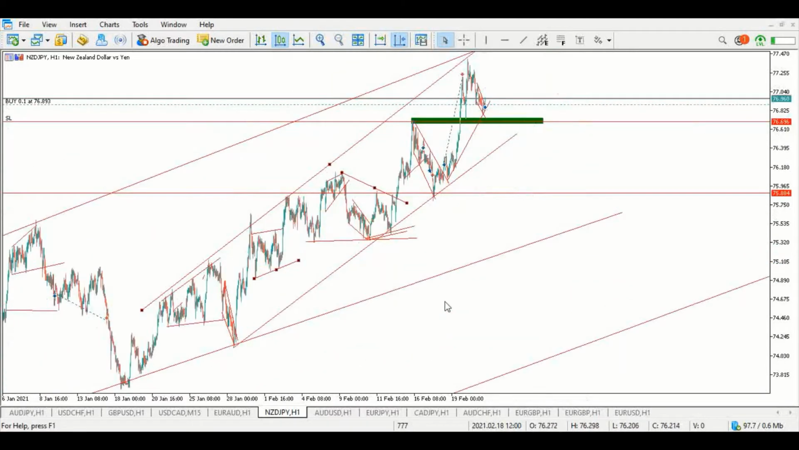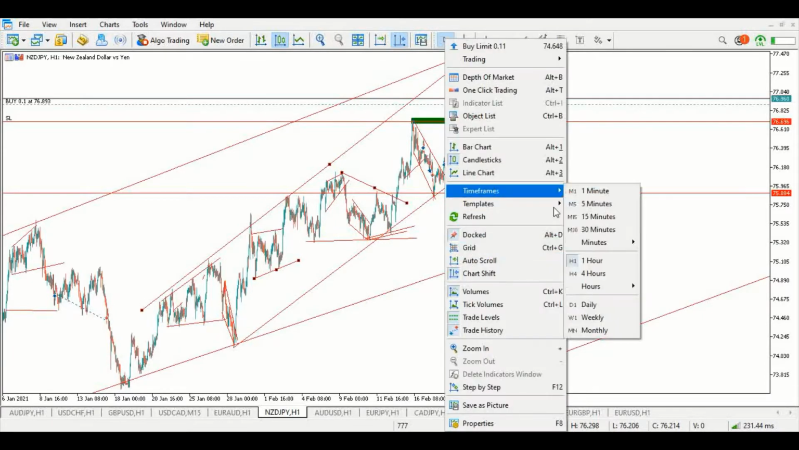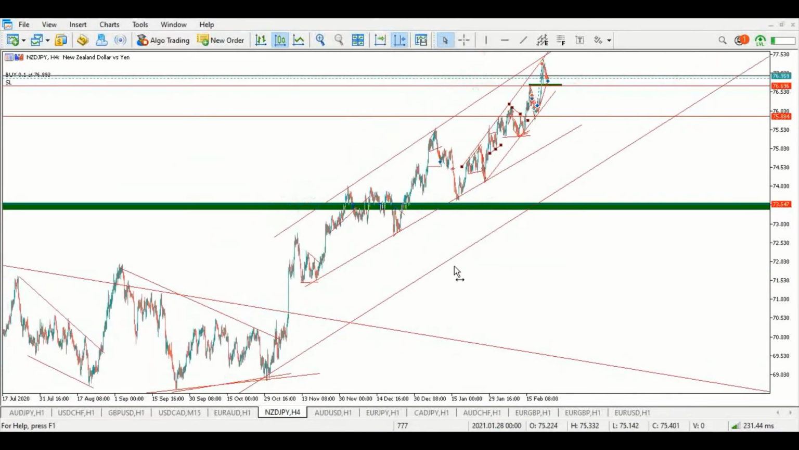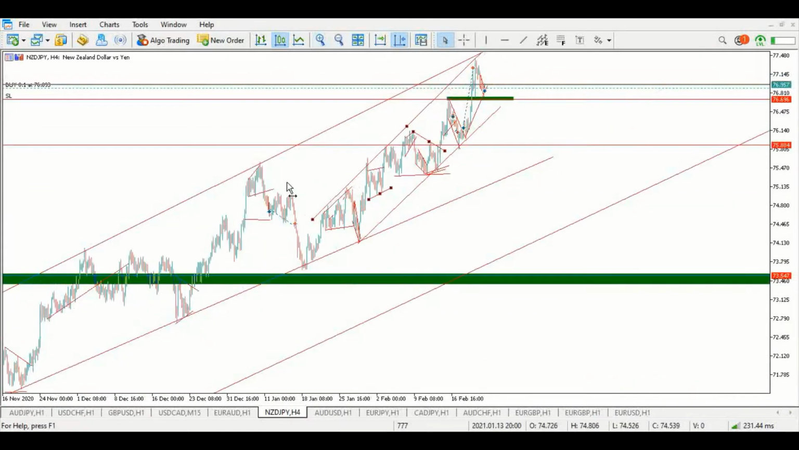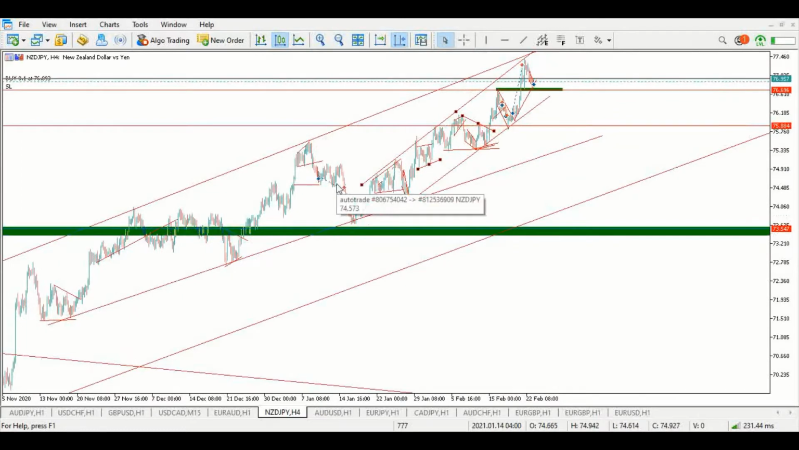First, I'm currently on the 1 hour. Let me just go on the 4 hour. I want us to pay attention to this uptrend right here. Let me zoom in a bit, and I want us to read the market context. I am seeing an uptrend.